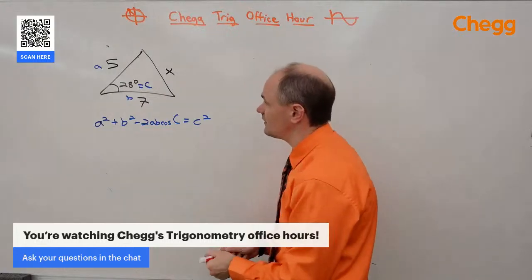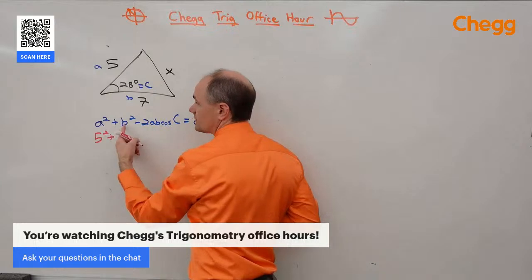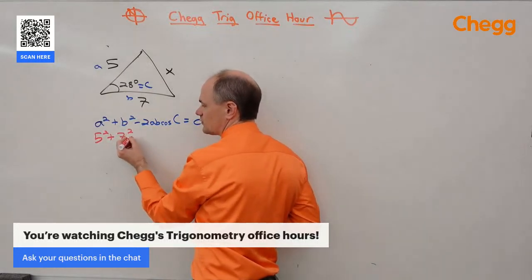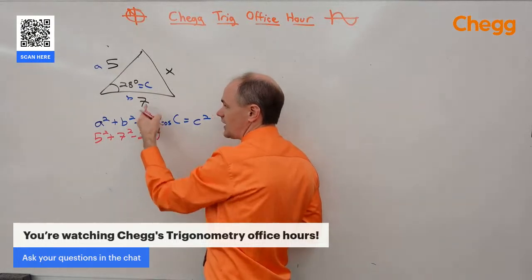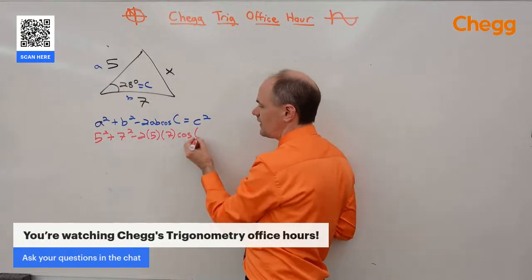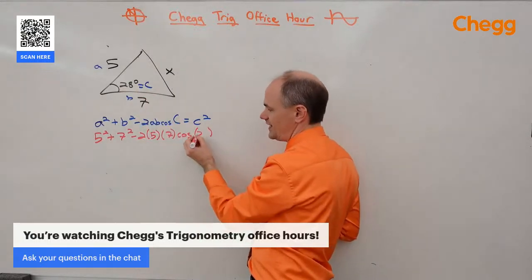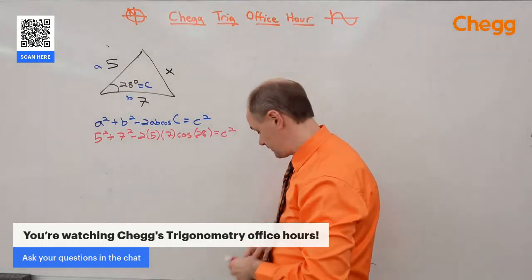Let's plug this stuff in. A is 5, so we have 5 squared, plus B is 7, we have 7 squared, minus 2 times A, which is 5, times B, which is 7, times the cosine of angle C, which we said was 28 degrees. That's going to equal C squared.